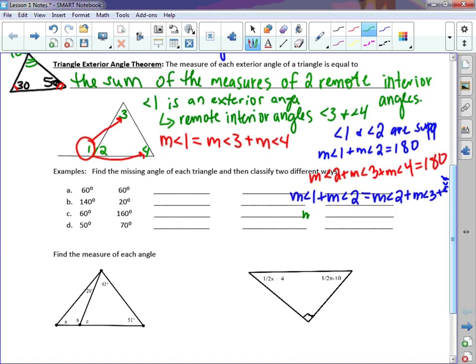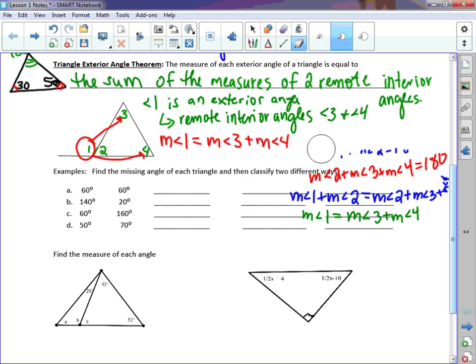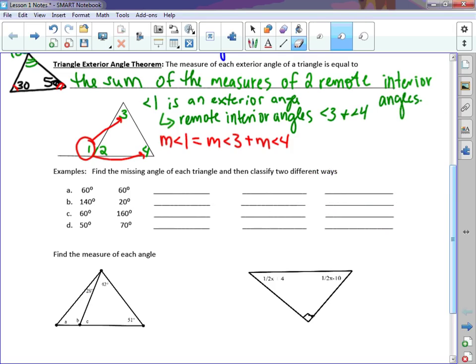Angle 2. So the measure of angle 1 equals the measure of angle 3 plus the measure of angle 4. Lo and behold, that's exactly what my triangle exterior angle theorem says. So we just verbally proved that theorem there. Very good. You might be asked to do that at some point in time. Could be on a quiz, could be on a test. But we should be pretty good.